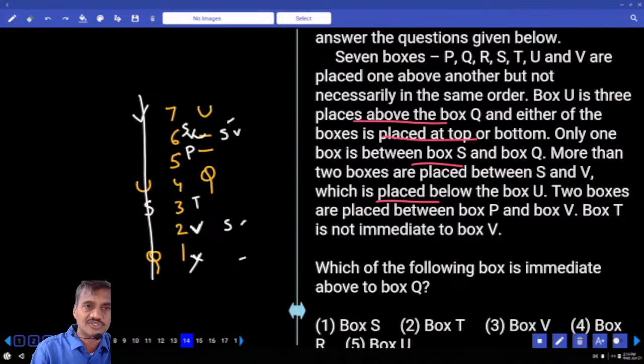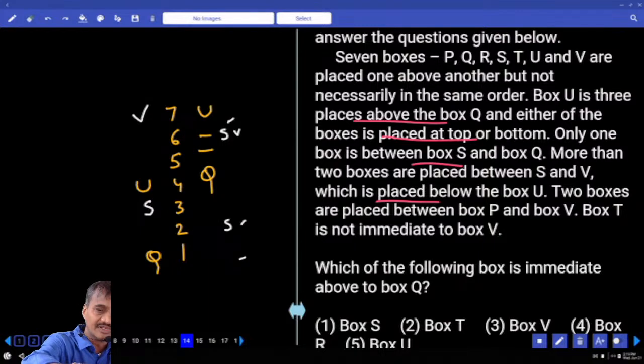Finally, T and V are adjacent to each other, which implies that V cannot be at the 2nd place as well. Are you following this one or not? And as V cannot be at the 2nd place, tell me what is the possibility we have for this V? V must be at the 6th place. Now V is at the 6th place, then with 2 boxes between P and V, P will be here.